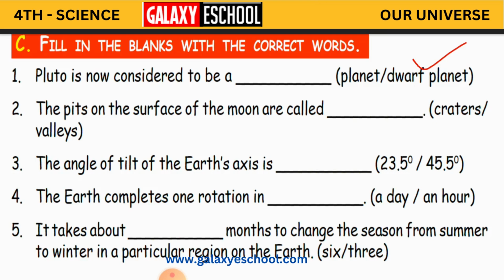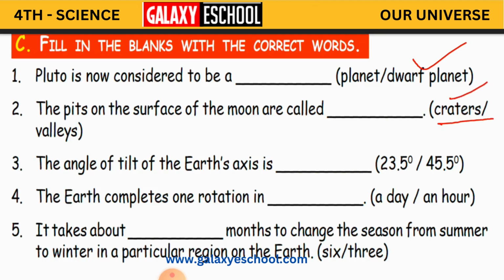Have you seen round surfaces on the surface of the moon? When the rocks in outer space hit the surface of the moon, these pits and holes are formed in a round shape there. So we call them what? Either craters or valleys, and the answer is craters.